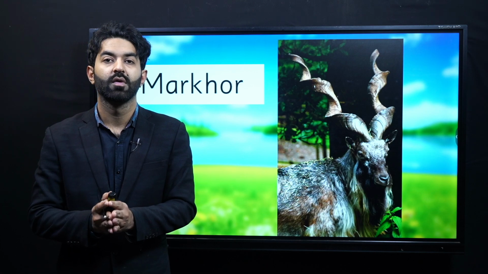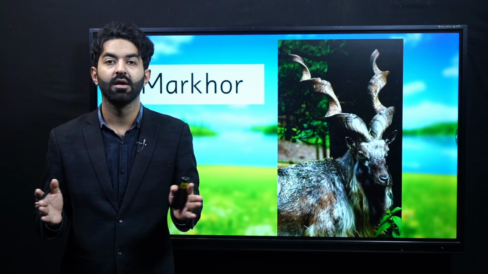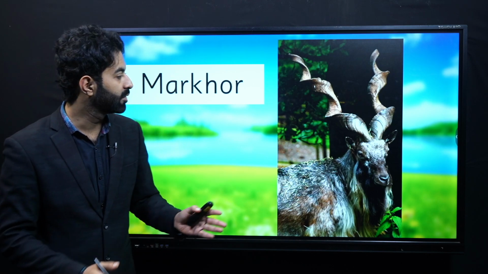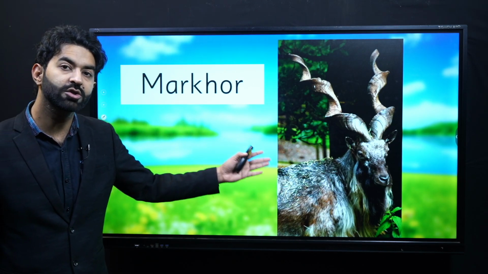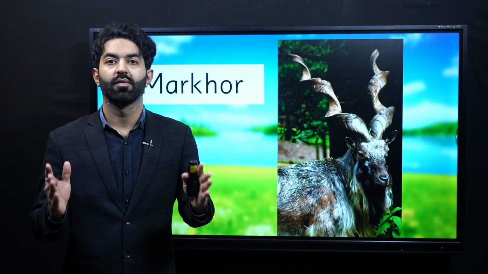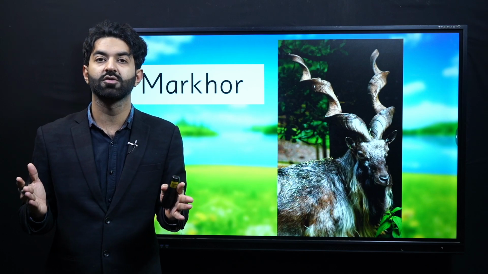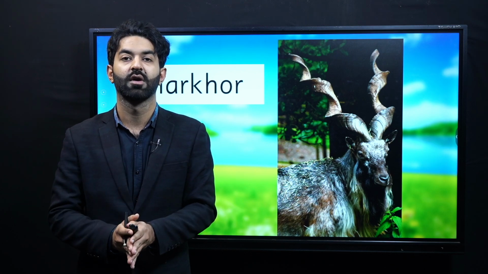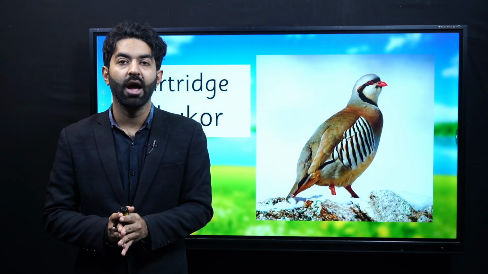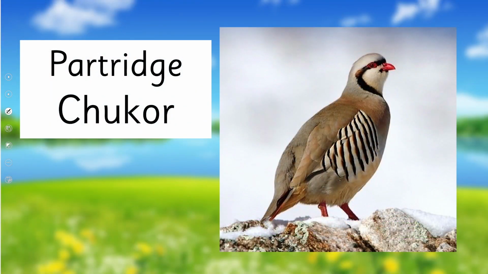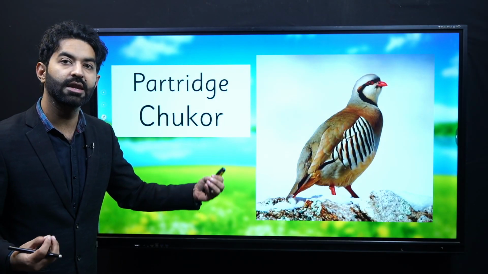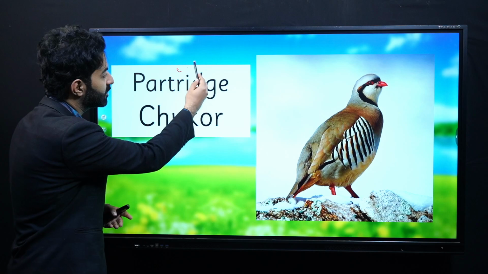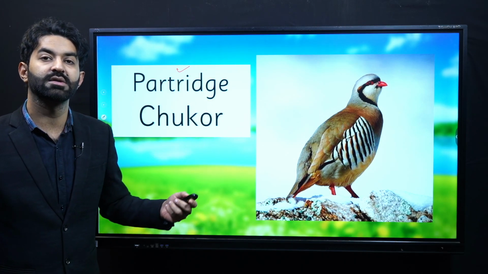Now you have the living being, Markhor, on the screen. It's an animal. It also has a name. So it means that the word Markhor is also a naming word. It is a noun. Yes. Kudos to you. Very good. Now, what is this? It's a partridge, chukor. It's a living thing. It has a name. So this word over here is a naming word. It is a noun.